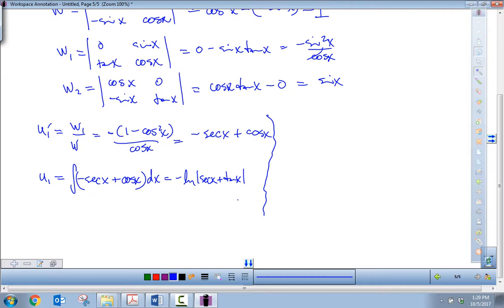And then the antiderivative of cosine, is it positive sign or negative sign? Antiderivative is positive, so that's good. Not that it matters. And we'll not worry about the plus C business. All right, we got u1. Good. Let's try u2.